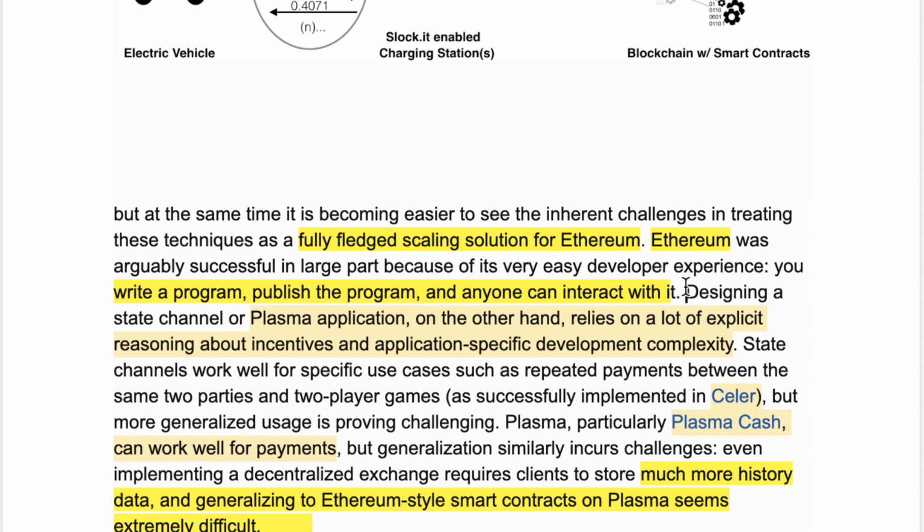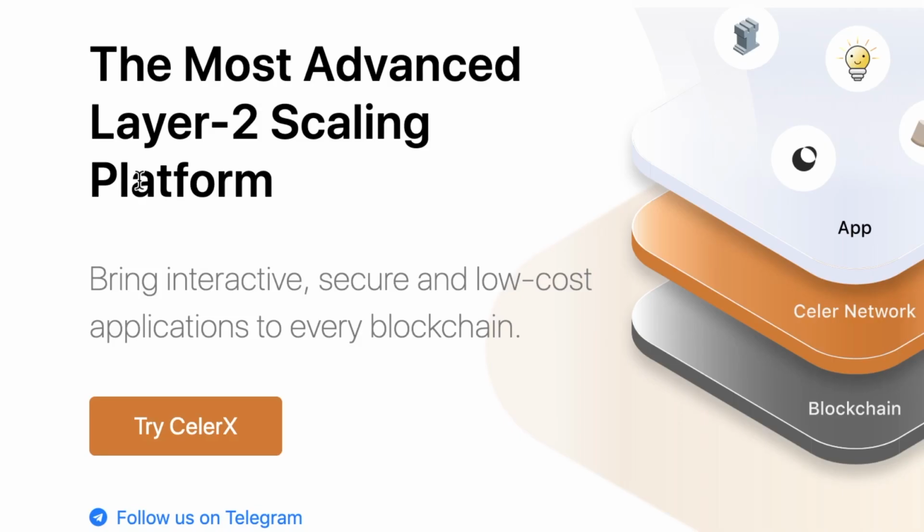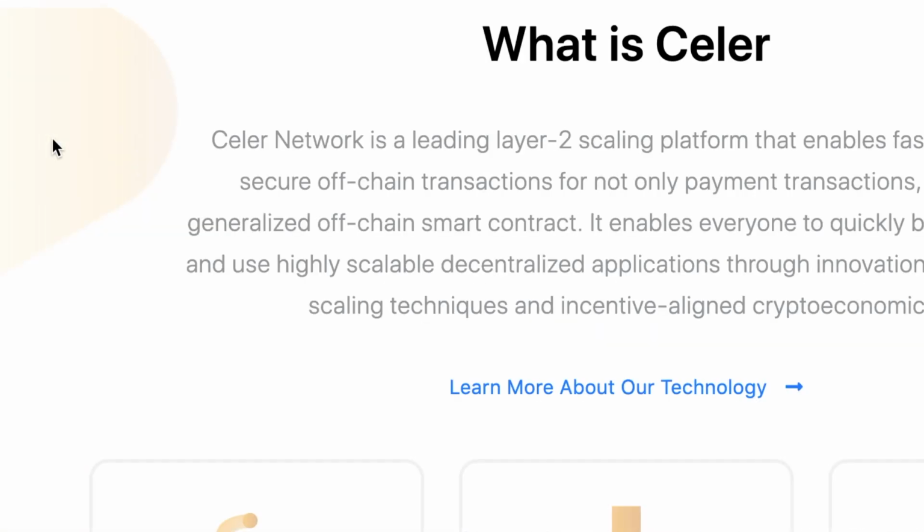Now, the problem with designing a state channel or a Plasma application is that it relies on very explicit reasoning about incentives and application-specific development complexities. So it works really well with specific application use cases, for example, with Celer, which is actually a platform that allows two-player games between two parties. Here's the website. And it's the most advanced layer 2 scaling platform, and it's very interesting indeed.